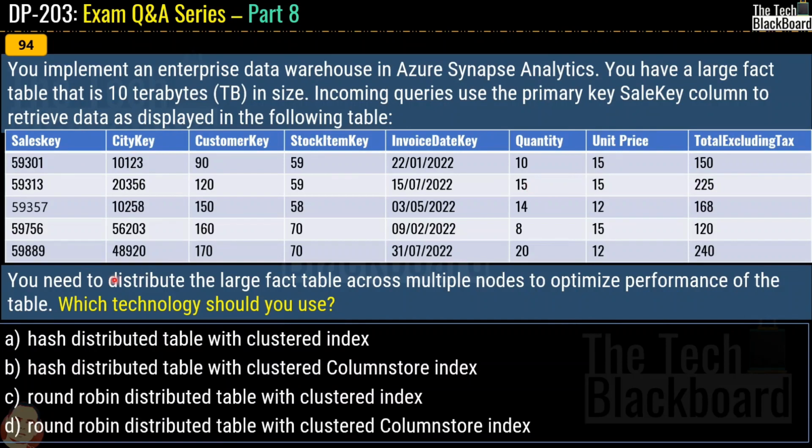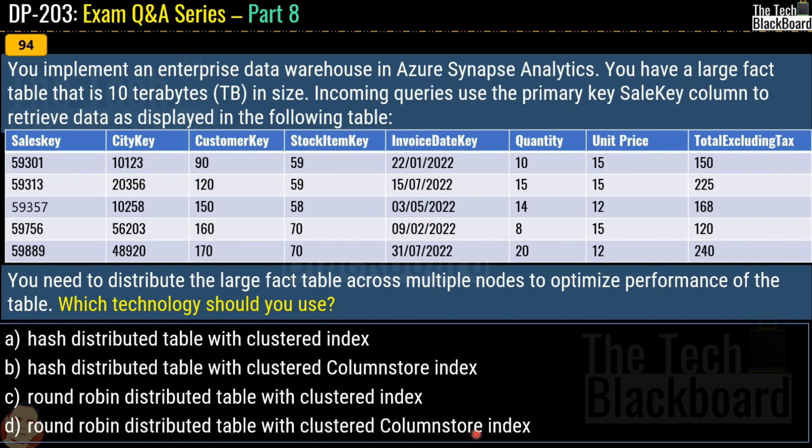And then the question says that you need to distribute the large fact table across multiple nodes to optimize performance of the table. Which technology should you use? Your options are hash distributed table with clustered index, or should you use hash distributed table with clustered column store index? The third option is round robin distributed table with clustered index. And then in the last, we are given round robin distributed table with clustered column store index.